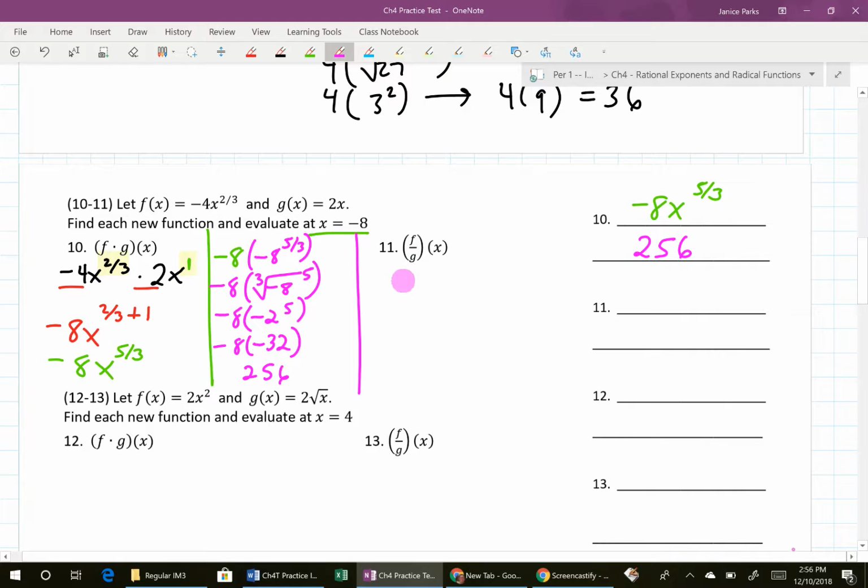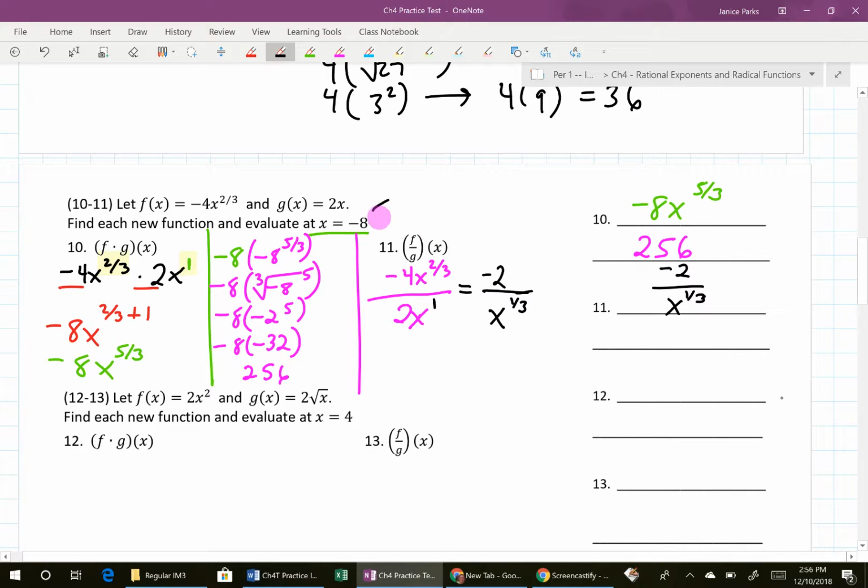When you're dividing, you're going to take the f of x function and divide by the g of x function. So again, this is an exponent of 1. So we divide the negative 4 into 2. So that gives you negative 2. And then we're going to subtract 1 minus 2/3. So that's 1/3. But that's in the denominator. So that's negative 2 over x to the 1/3 power.